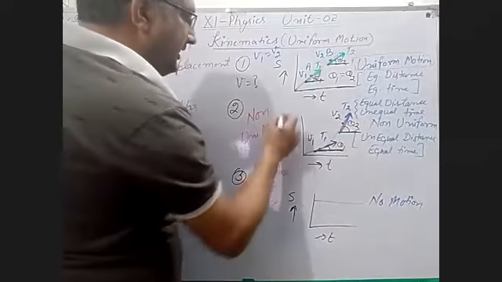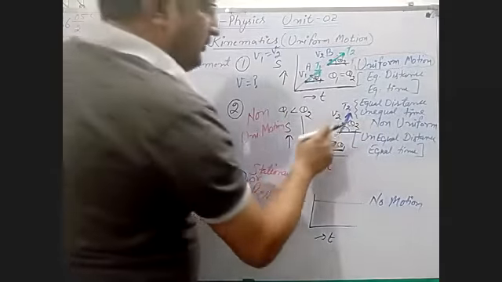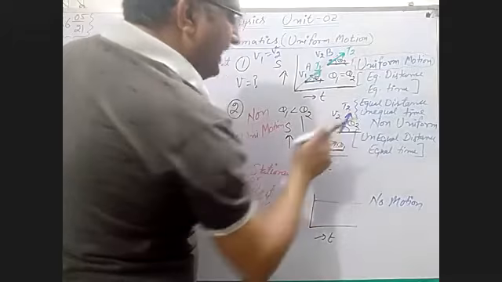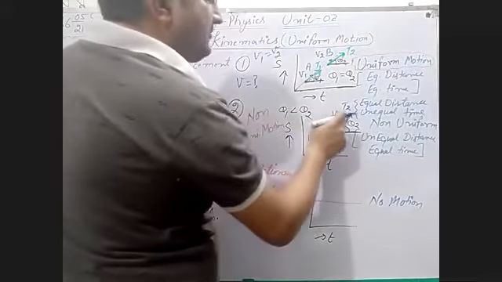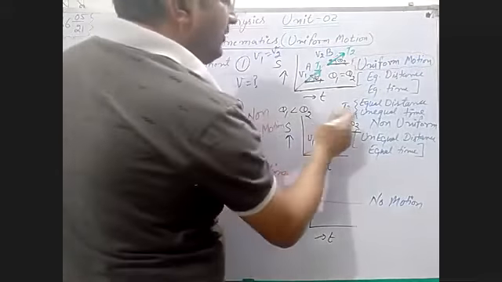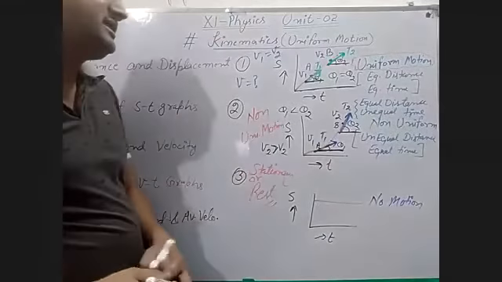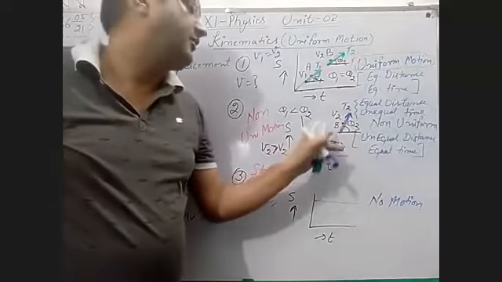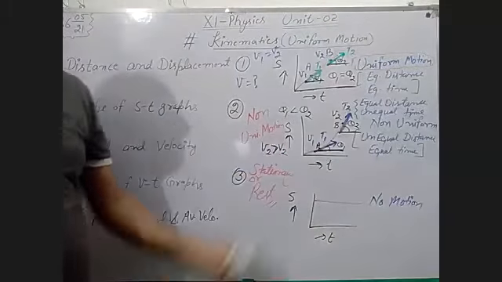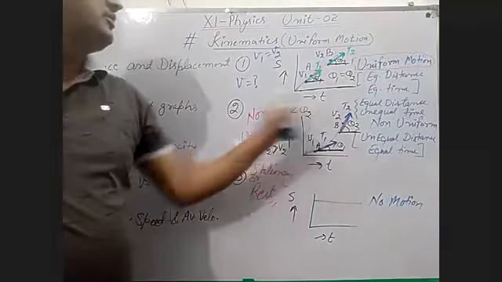This thing is clear here, theta 1 is less than theta 2. So we can say the slope or the angle at point B is greater than A. That's why velocity V2 is greater than V1. That's why this graph shows non-uniform motion, because at point A the velocity is less, at point B the velocity is greater, and at every point you can take a different value of velocity in this graph. That's why this graph shows non-uniform motion.